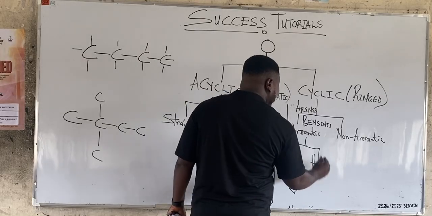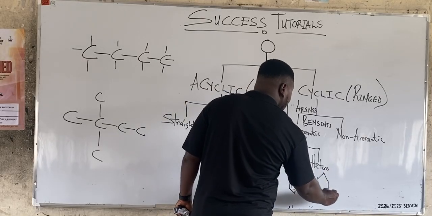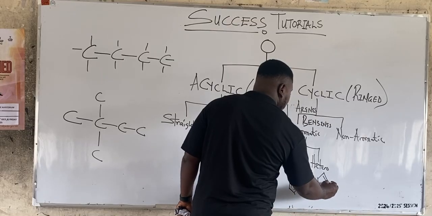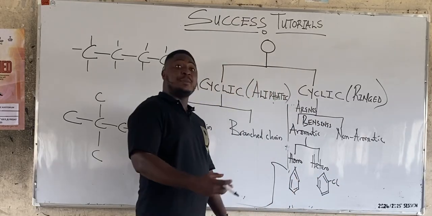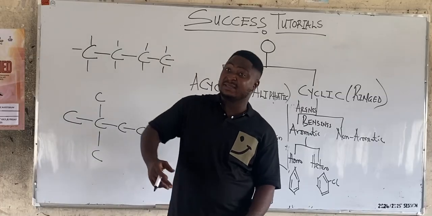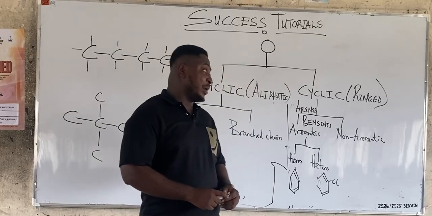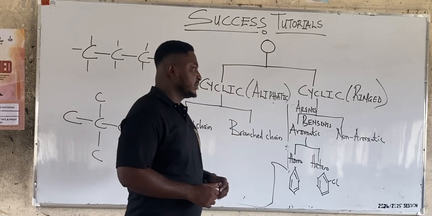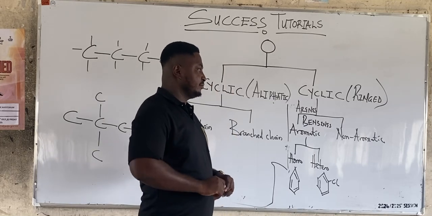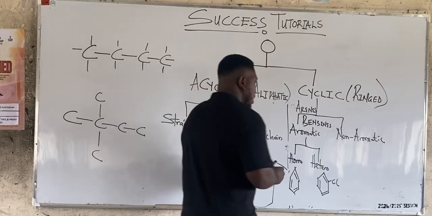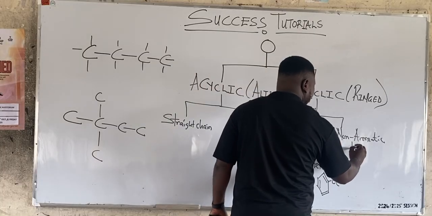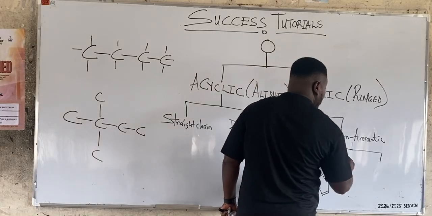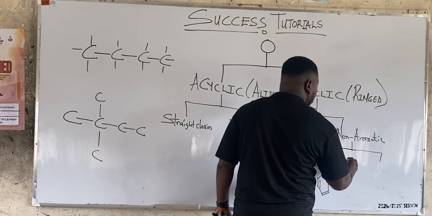But heteroaromatic is that benzene when I now introduce chlorine. When I introduce chlorine, it becomes a heteroaromatic, because it's not just carbon and hydrogen in the structure, there's another element also present. Are we together, class? For the non-aromatic class, we also have homo and hetero.